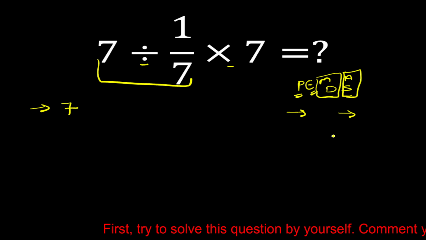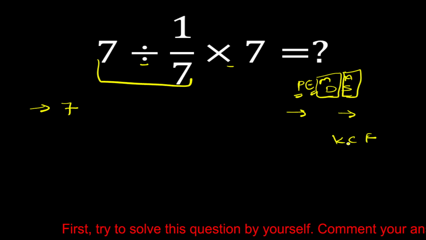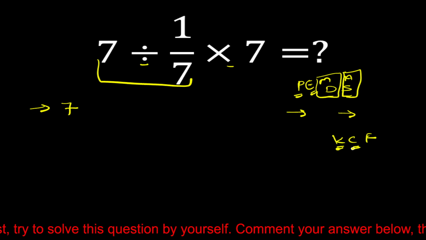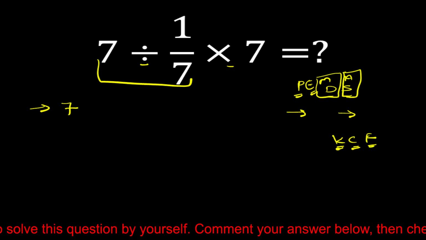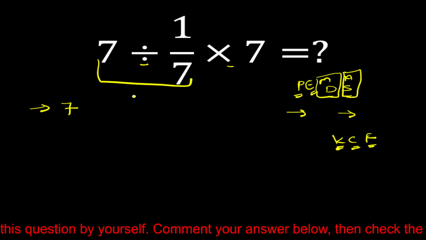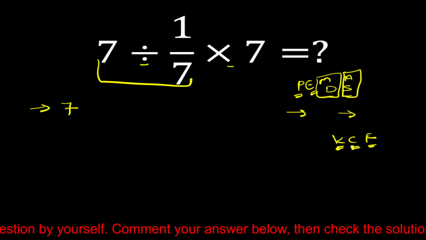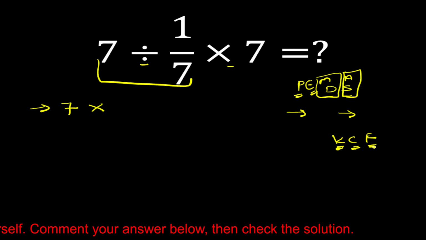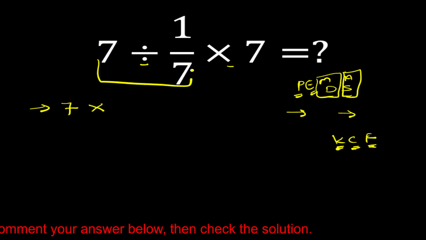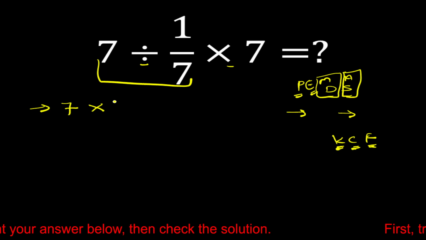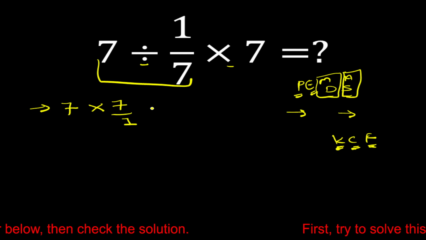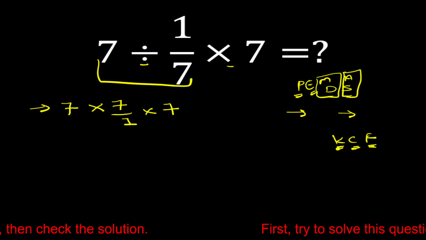Now according to the KCF rule. KCF means K means keep, C means change this sign, F means flip. So keep the first fraction as it is. Now change this sign from division to multiplication. Flip the second fraction, therefore 1 by 7. Flip this fraction, so 7 by 1, multiply 7.